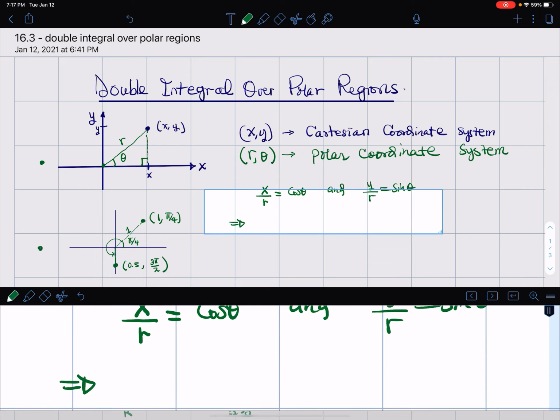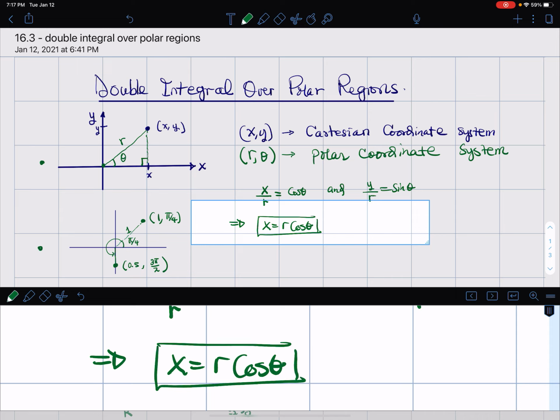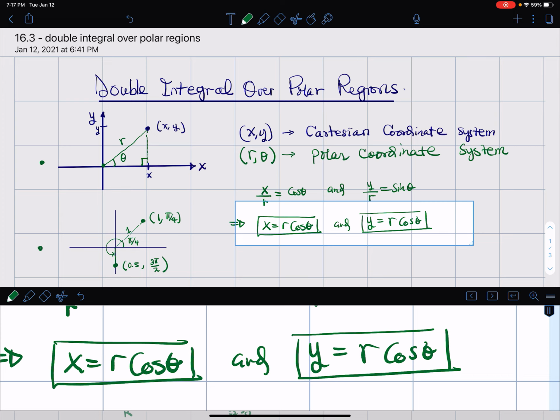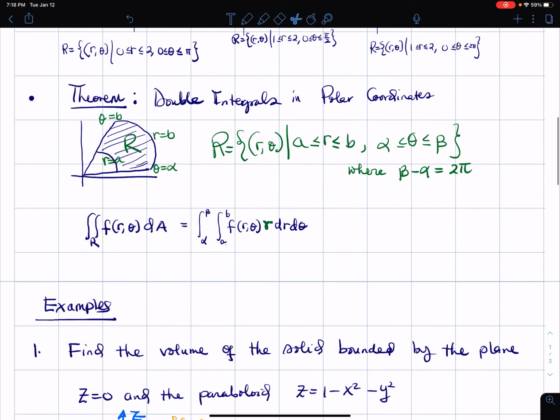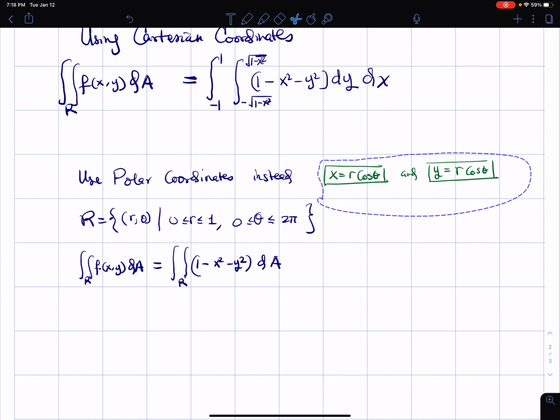So for this reason, we have x is r cosine theta and y is r sine theta. We're going to be using this throughout. This is very important, so I'm going to copy these two things and bring them here because they're important. We're going to make use of that.